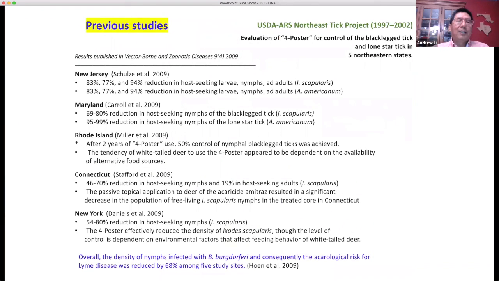Data from New Jersey and Maryland were highly positive, providing 80–90% control of both the deer tick and the lone star tick. The results from Rhode Island, Connecticut, and New York were a little bit more complex, but overall they show 50–70% control. But it does show the complexity of using the four-poster when there are alternative food sources, for example, acorns. The animal may not approach or use it as frequently as we wished, and this affects the efficacy.